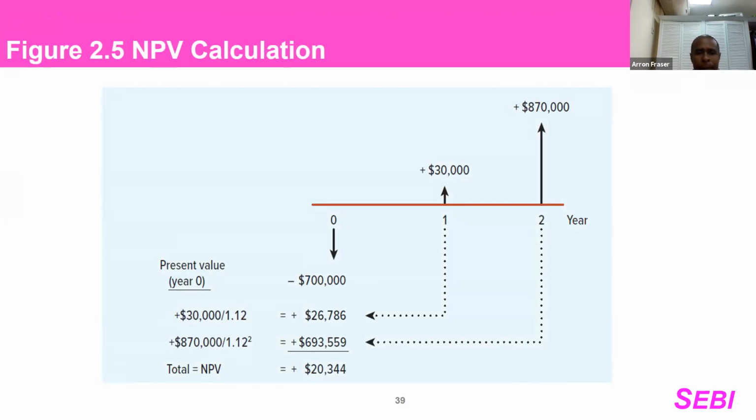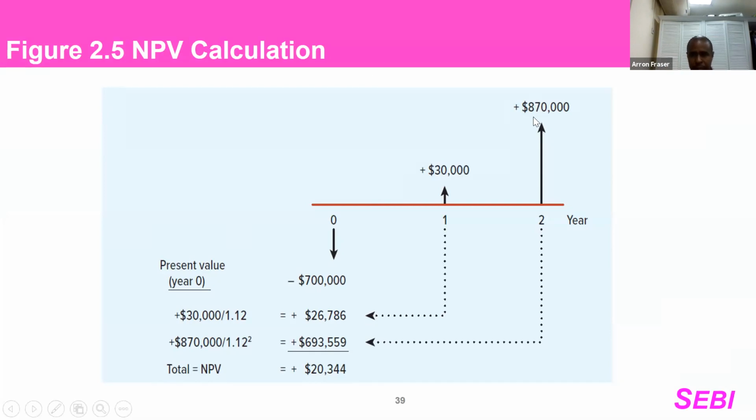Here is an example. They've done it slightly differently now. So you take the same 700,000 that you would have invested, but you're getting 30,000 in year one, discounted at 12%, which will give you 26,786. You can use the present value table that I gave you. So you go to 12%, you check year 1, you see what the discount factor is, and you multiply it by the cash flow of 30,000, and you should get 26,786.